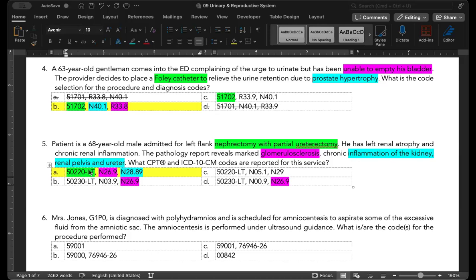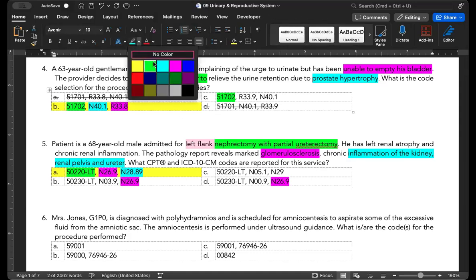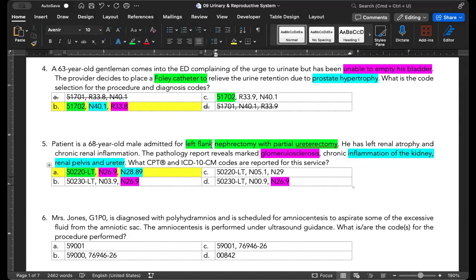Okay. So for this one, N28.89 is going to signal our inflammation of the kidney, the renal pelvis, and the ureter. The N26.9 is going to be, again, for that glomerulosclerosis. And then the 50220 is going to be for that nephrectomy with a partial ureterectomy. And then we have that LT modifier, right? Because we ended up doing it on the left, right? It was the left flank nephrectomy. So any questions on that one and the clarification, just real quick, from last week? Okay.